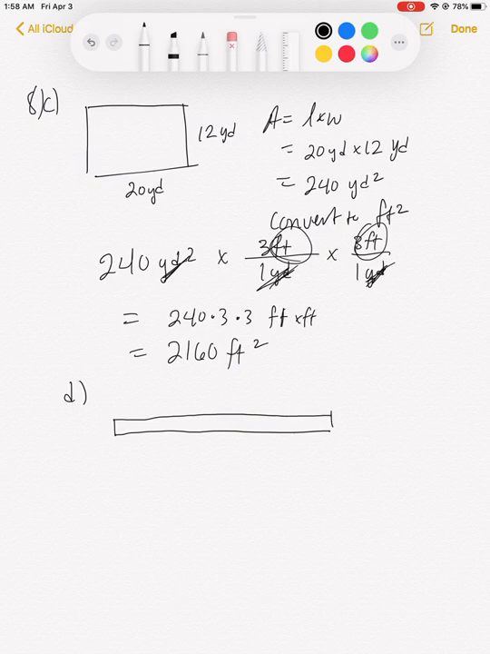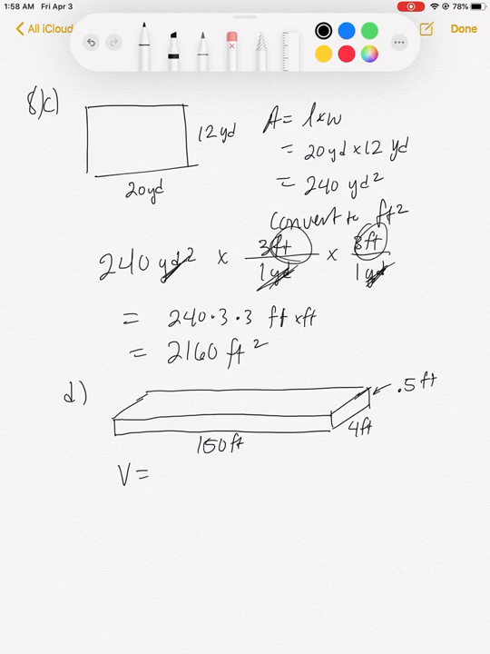So there's the depth of the sidewalk and the length, and I'm going to draw the width now. Okay, so there's our sidewalk, and we have that it's 150 feet long. We have that it's 4 feet wide, and we have that the depth is 6 inches, and I'm going to convert that to feet by doing half a foot, 0.5 feet. And we're going to find the volume of this thing, so it's 150 feet times 4 feet times 0.5 feet. When I multiply all the numbers together, we get 300. And when I multiply all the feet together, we get feet cubed.